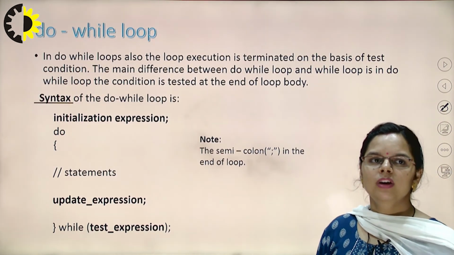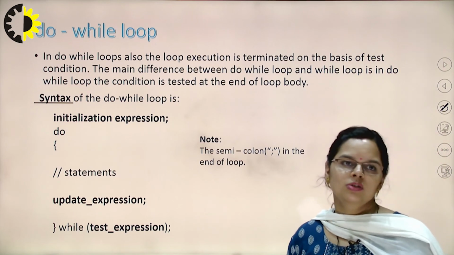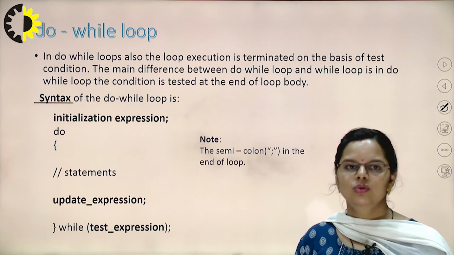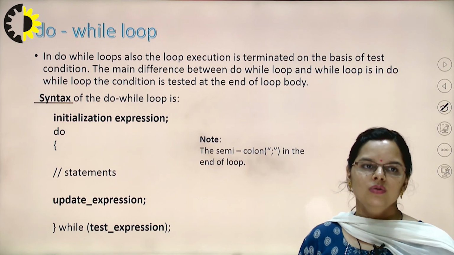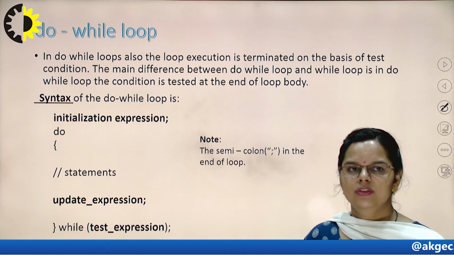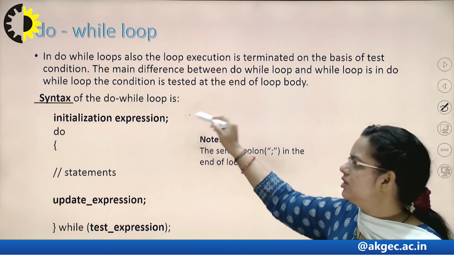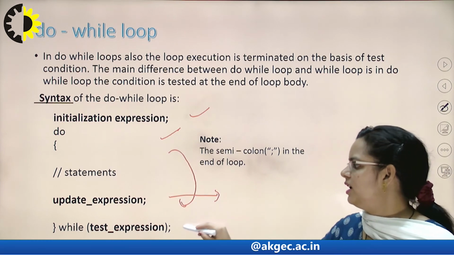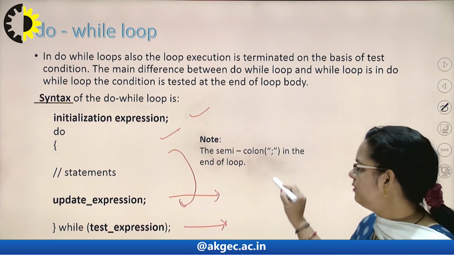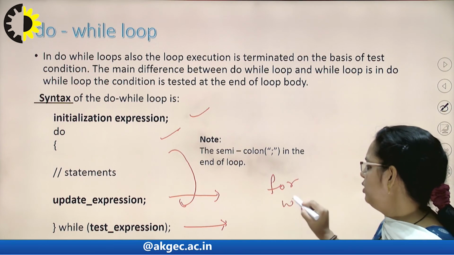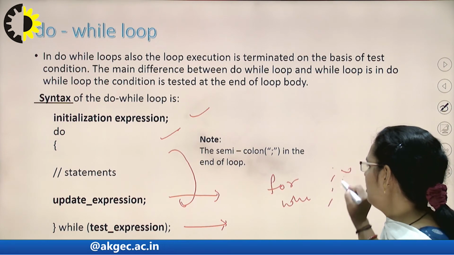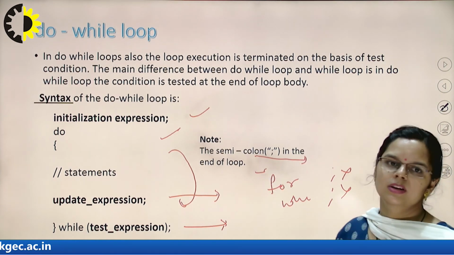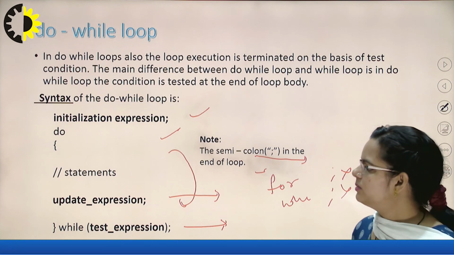Do while loop. In do while loops also the loop execution is terminated on the basis of a test condition. The main difference between do while loop and while loop is that in do while loop the condition is tested at the end of the loop body. So we can say the initial expression, do, and then the statements are executed, the update expression, and here the while statement. Always remember, in for loop and in while loop we do not use a semicolon at the end, and in do while we use a semicolon. So a semicolon at the end of the loop is mandatory in do while. This is how the syntax is executed.